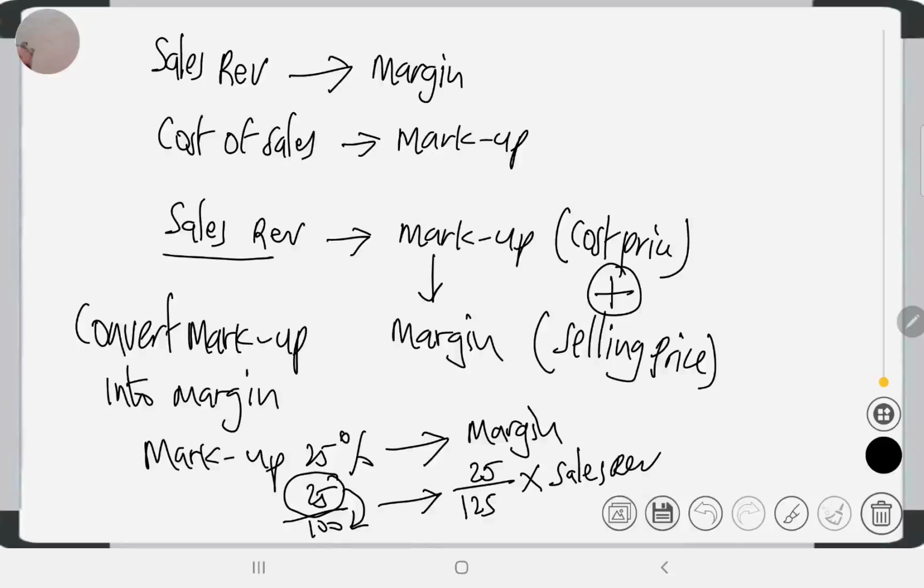So, dear student, remember: markup means cost price, margin means selling price. In case we are going to convert markup into margin, we will have to add the denominator. We take the numerator and add it to the denominator to convert markup into margin. Now let us see a question.